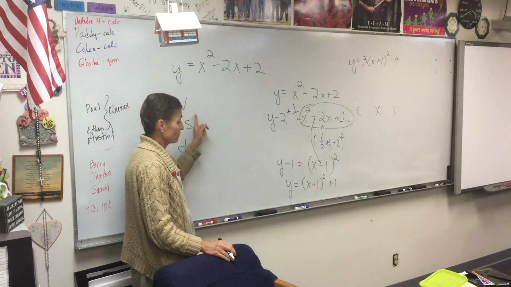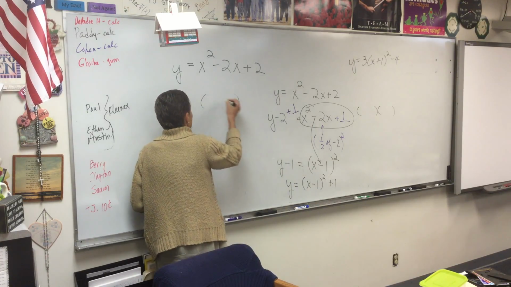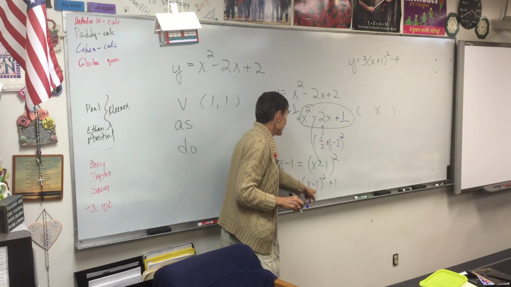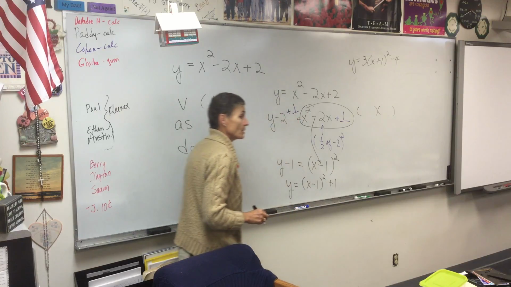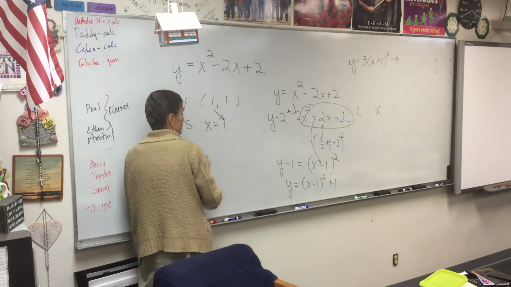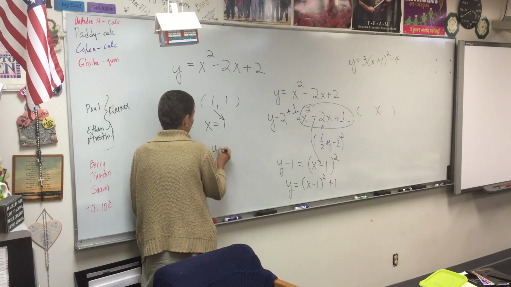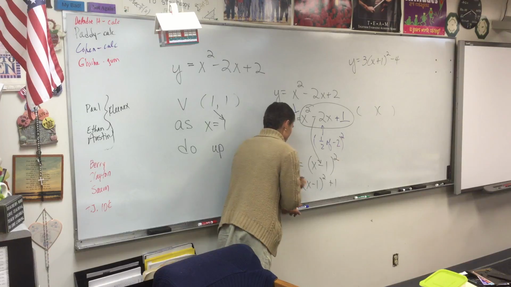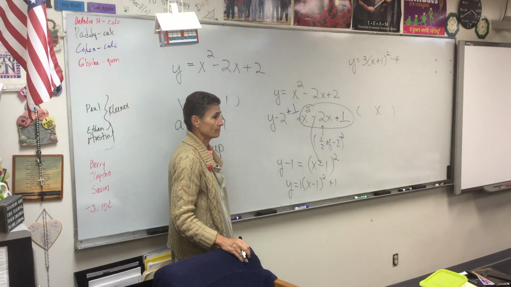Now, can you tell me where my vertex is? If you said 1, 1, you're right. We went right 1 and up 1, which means my axis of symmetry is x equals 1, and my direction of opening is up because there's kind of an understood 1 right there that's positive.